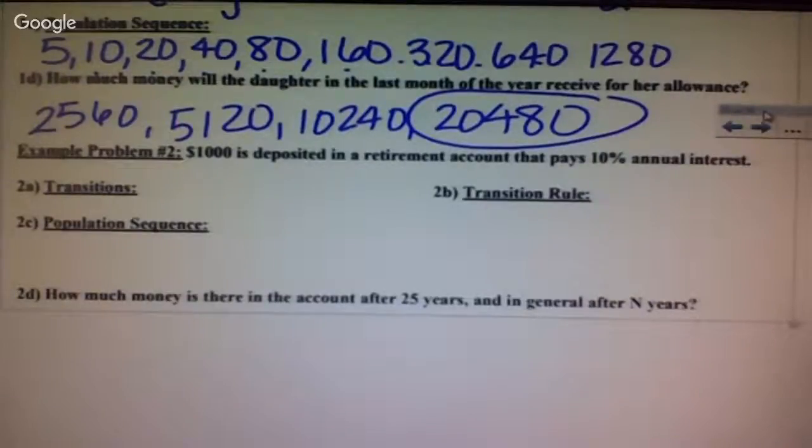All right, let's talk money. We're putting $1,000 into a retirement account, and it's gonna pay 10% annual interest. What's my transition? Every year. What tells you that? Annual. Every year. You're getting 10% annual interest.